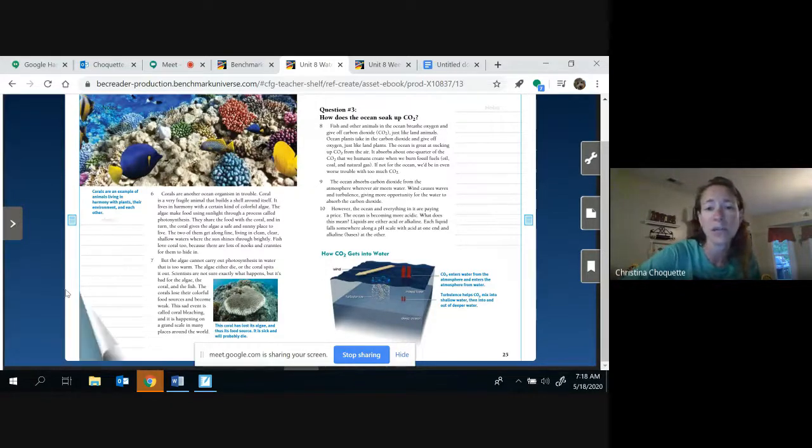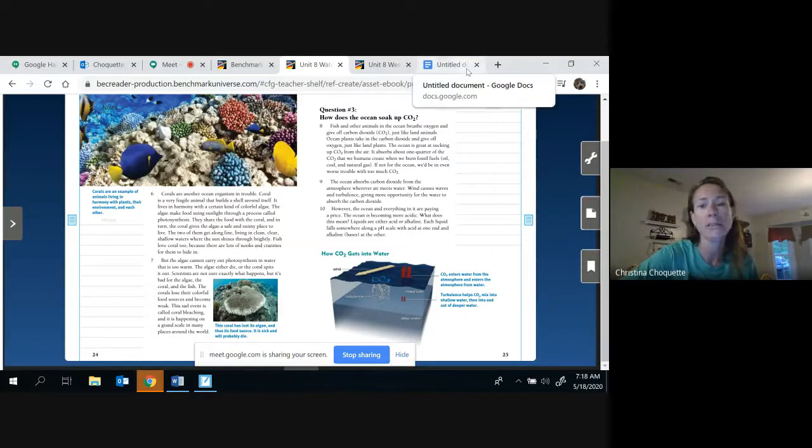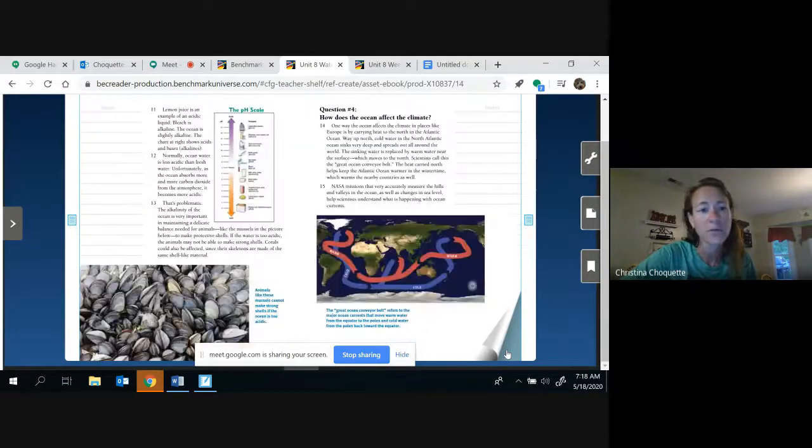Well, CO2, if you read here, is carbon dioxide. So how does the ocean soak up carbon dioxide? So obviously, let's see how many paragraphs. 1, 2, 3, 4, 5, 6. Lots of graphic features. We got a chart. We got some photographs. Lots of things as well.